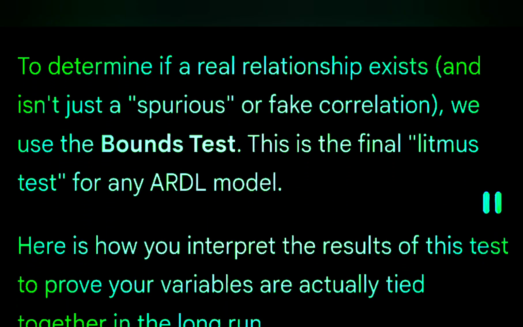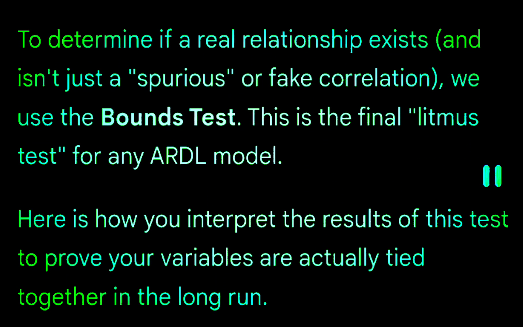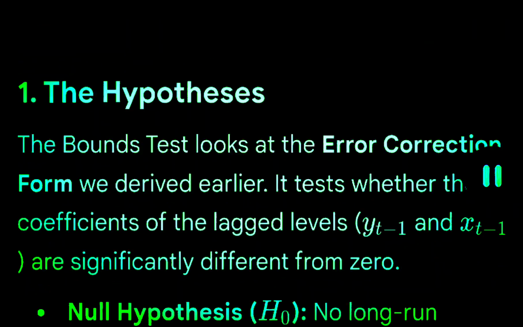Spurious, or fake correlation, we use the bounds test. This is the final litmus test for any ARDL model. Here is how you interpret the results of this test to prove your variables are actually tied together in the long run. 1. The hypotheses.